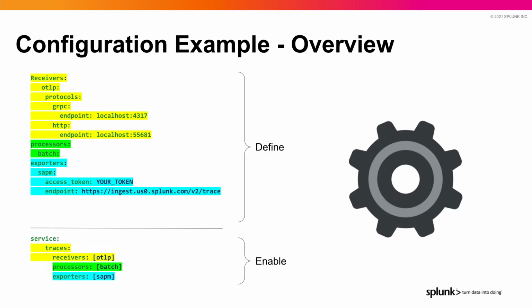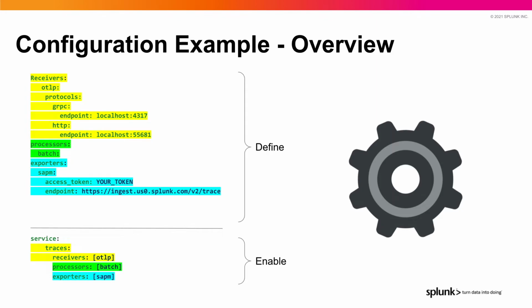Now when we look at the top, the definition part, we can see that we're defining our receivers, we're also defining our processors, that's in green, and then of course our exporters, which is in teal. Then on the bottom is the enable section, where we would then enable those given defined services, receivers, processors, or exporters, for a given service. And this creates our pipeline.